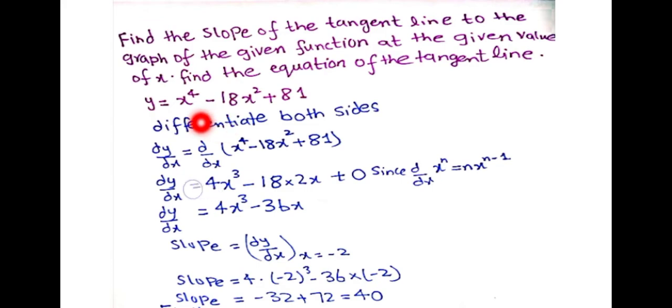First of all we differentiate both sides and take the derivative of this function, and by taking the derivative we simply use the rules of derivative. So the derivative of x^4 is 4x^3, minus, these two multiplied with this 18, it becomes 36x, and the derivative of a constant term is 0. So we already know that the derivative of a function is equal to the slope.